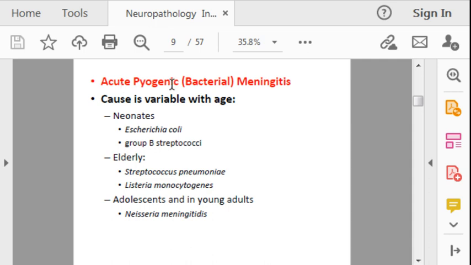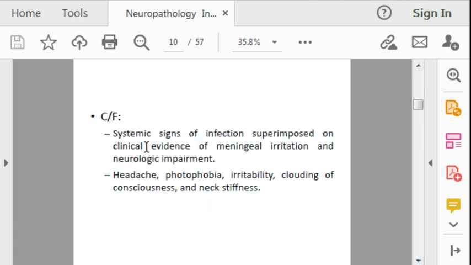Regarding acute bacterial pyogenic meningitis, the cause is variable with age. In neonates, the most common agents encountered are Escherichia coli and group B streptococci. In the elderly, Streptococcus pneumoniae and Listeria monocytogenes. In adolescents and young adults, Neisseria meningitidis. Clinical features: the systemic signs of infection superimposed on clinical evidence of meningeal irritation and neurological impairment. Headache, photophobia, irritability, clouding of consciousness, and neck stiffness.